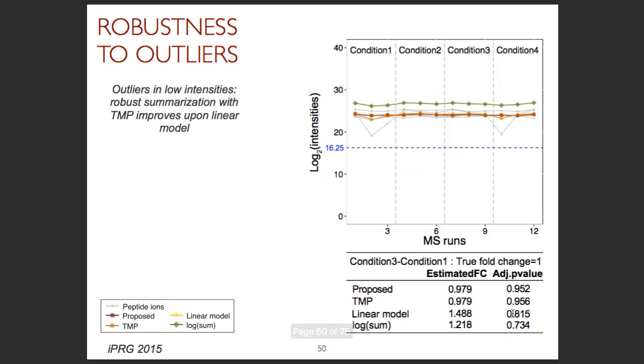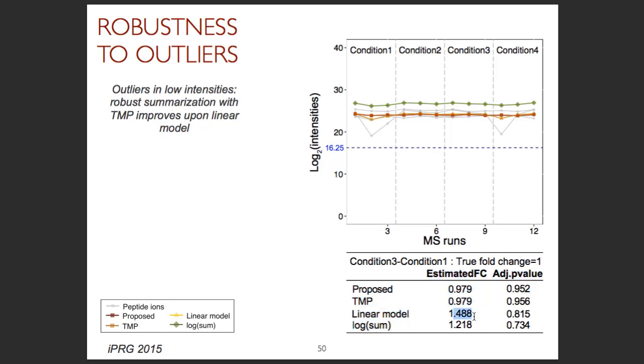Now, here's a situation where we have outliers or interferences among low-intensity peptides. As you can see, log of sum is not really affected by this very much, because the sum happens on the original scale. If you have interference in small peaks, it wouldn't make a big difference. So here again, we compare, let's say, condition 3 to condition 1. The true fold change is 1. Log of sum is little affected. The robust method and MSstats are not very affected.